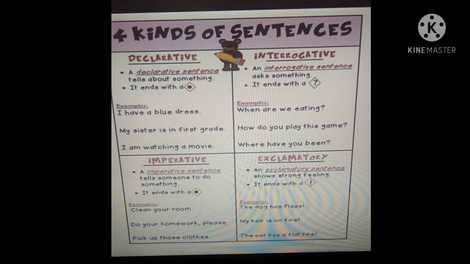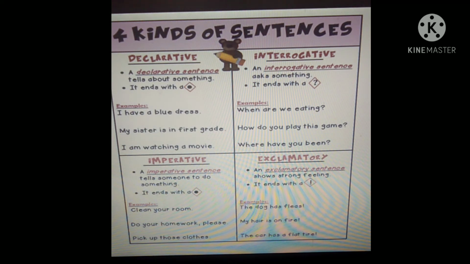Example, I have a blue dress. You can see it's just giving us some information. It's stating something, that is, I have a blue dress, and it's ending with a full stop. My sister is in 1st grade. Here also the sentence is ending with a full stop.